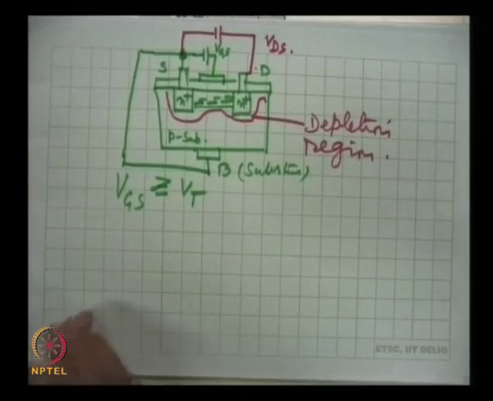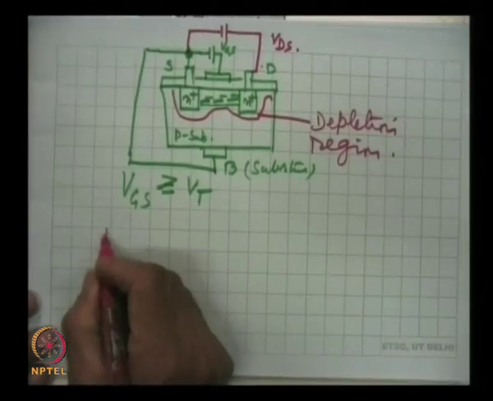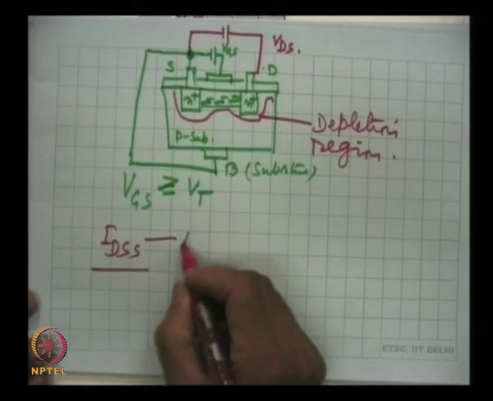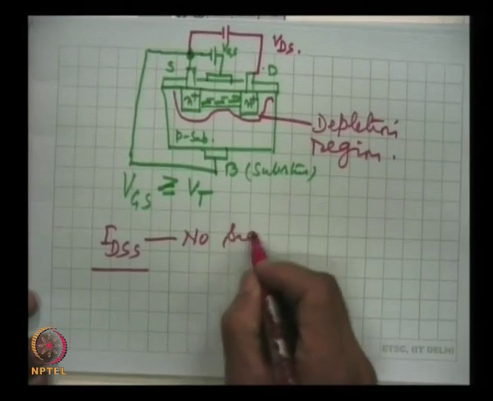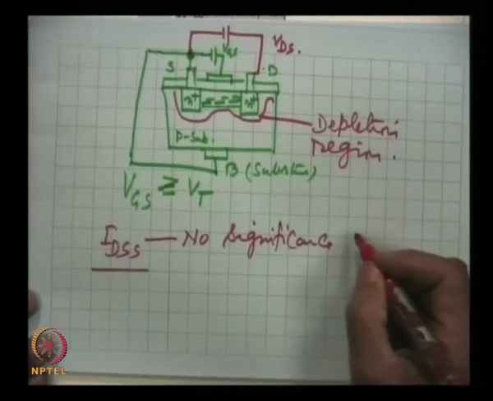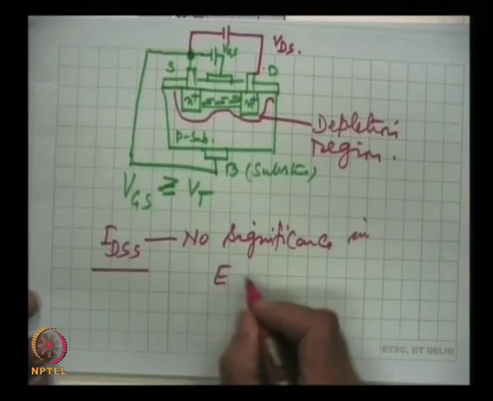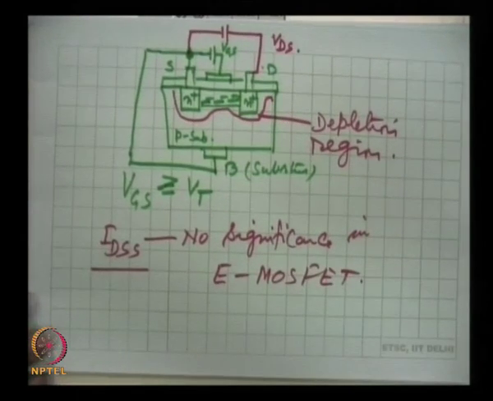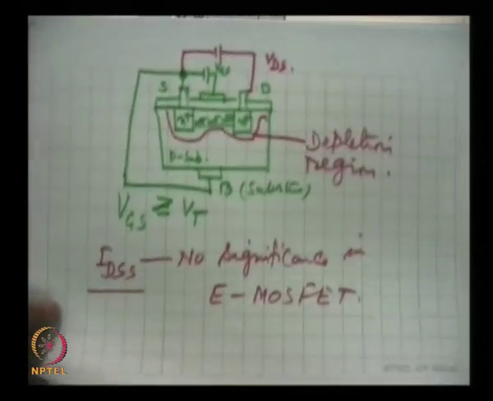So, this is about here in this device, obviously IDSS has no significance. No significance in enhancement MOSFET. Now, we talk of circuit symbol. Enhancement MOSFETs are shown like this, circuit symbol.